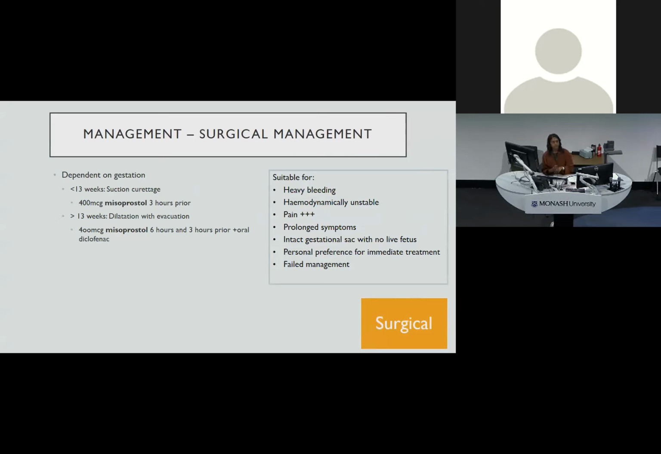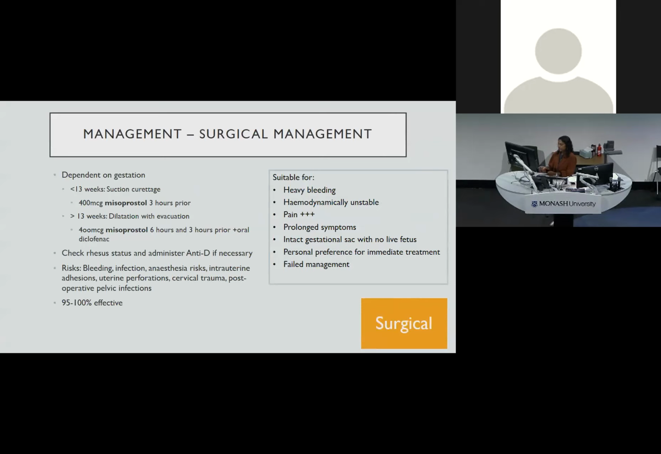So what you decide to do in theatre will depend on their gestational age, and 13 weeks is that time frame or that cutoff. If it's less than 13 weeks in terms of their gestational age, a suction and curettage is what's done. If it's more than 13 weeks, you need to do a dilatation and evacuation. Regardless of what surgical intervention is done, you do need to have some cervical preparation, and that's again with that misoprostol, and it's just to assist with that prepping of the cervix so it can open so that you're able to remove all of the products of conception appropriately.